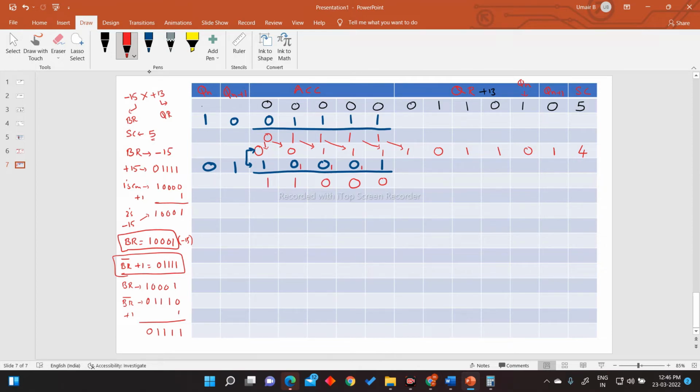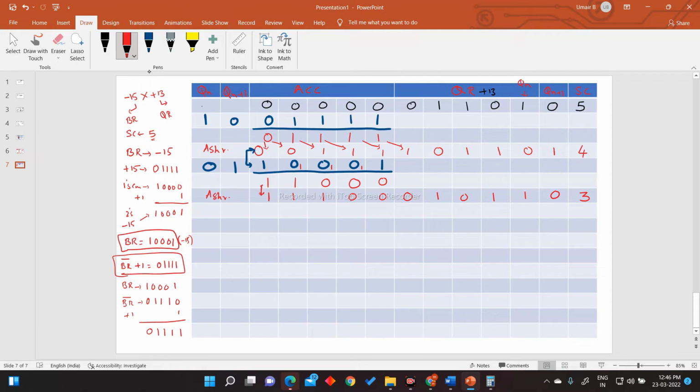And then again you have to perform the arithmetic shift right. So this one will come over here, this one will come over here, and this 0 will come over here, this 0 will come over here, and this goes on. And the empty bit we need to shift here. Again, this empty bit you have to fill with the sign bit. So this is the sign bit, right? So 1 1 0 0 0, and this 1 will come over here, 1 0 1 1 0, and the sequence counter is reduced by one more, 4 minus 1, it will become 3.